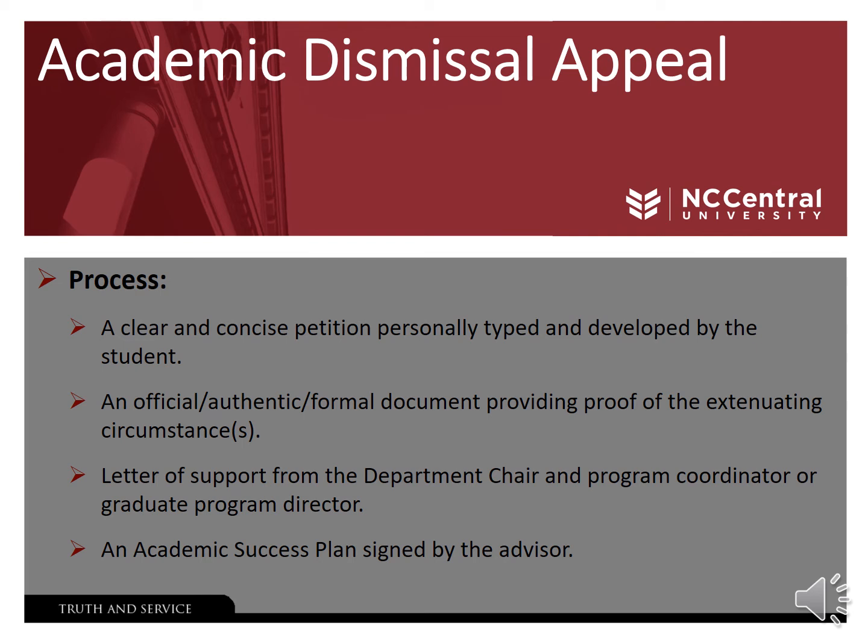If the department approves the appeal, they will attach a letter of support from the department chair and/or graduate program director, and a success plan signed by the academic advisor that outlines the steps that the student must follow to remedy his or her dismissal situation. For example, they might recommend repeating the courses in which the student has a grade of F or C in specific semesters. And then the whole package is sent to the School of Graduate Studies for review.